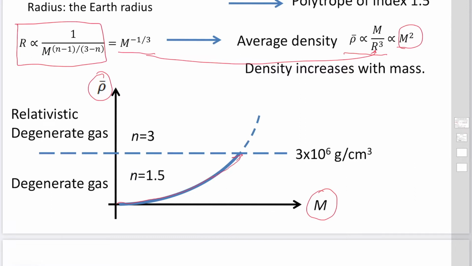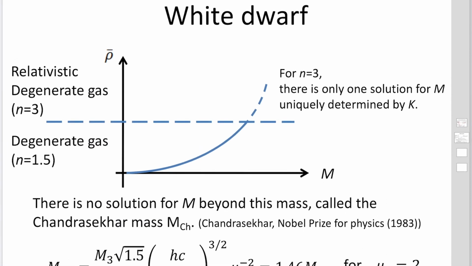and then at some point, when the density of a star becomes 3 million grams per cubic centimeter, the pressure of the degenerate gas transitions to that of a relativistic degenerate gas because of the high density of the gas. So we have to switch the equation from the degenerate gas to the relativistic degenerate gas, and the polytropic index changes from 1.5 to n equals 3. If we use n equals 3, there is only one solution for M, uniquely determined by K.